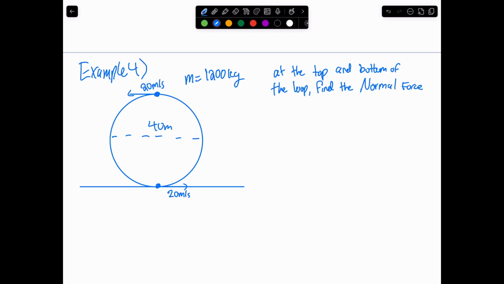Now, normal force, we haven't really discussed normal force today. What on earth does this have to do with uniform circular motion? Well, a lot. Let's take a look at the top of the loop-de-loop first.